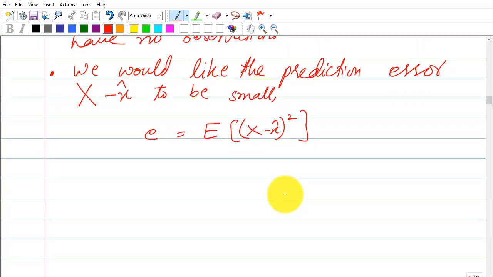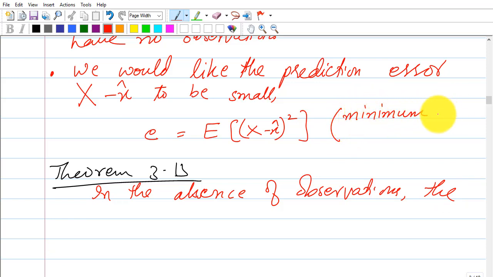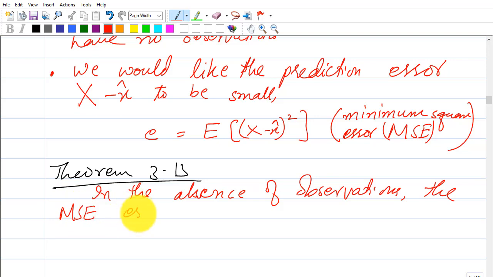Now we can see that it states in theorem 3.13 that in the absence of observations, the minimum square error, or MSE in short, estimate of random variable x is x hat, which is equal to expected value of x.